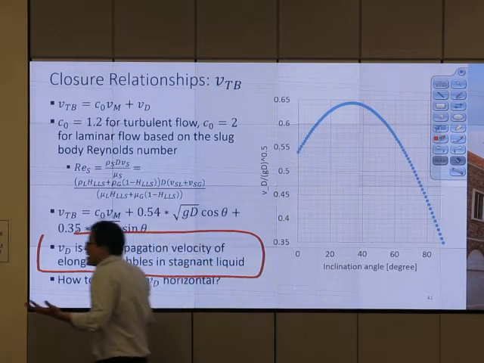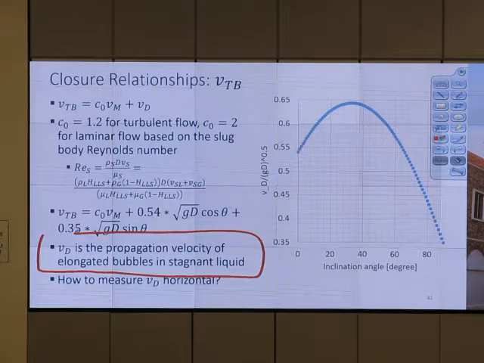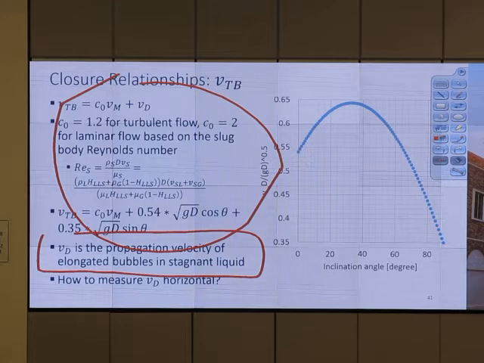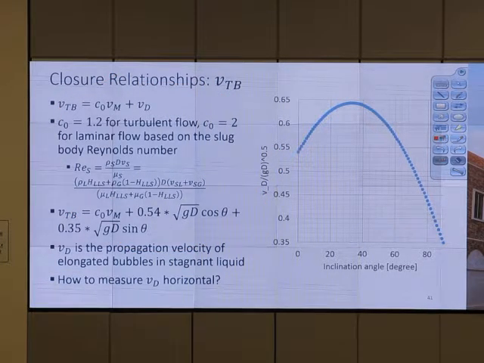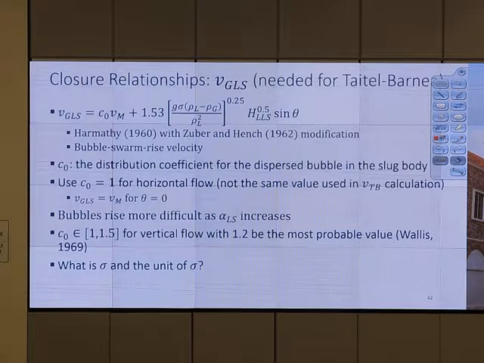No answer. So how do I get VTB? VTB is from this equation, right? That's VTB, of course. VGLS, this one. Which page number do you have this equation? Jiasheng? You're not sure? Your version?